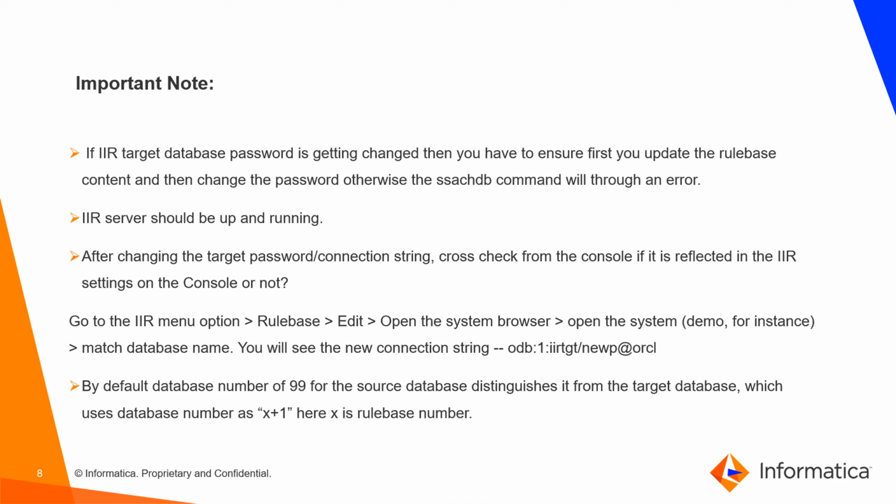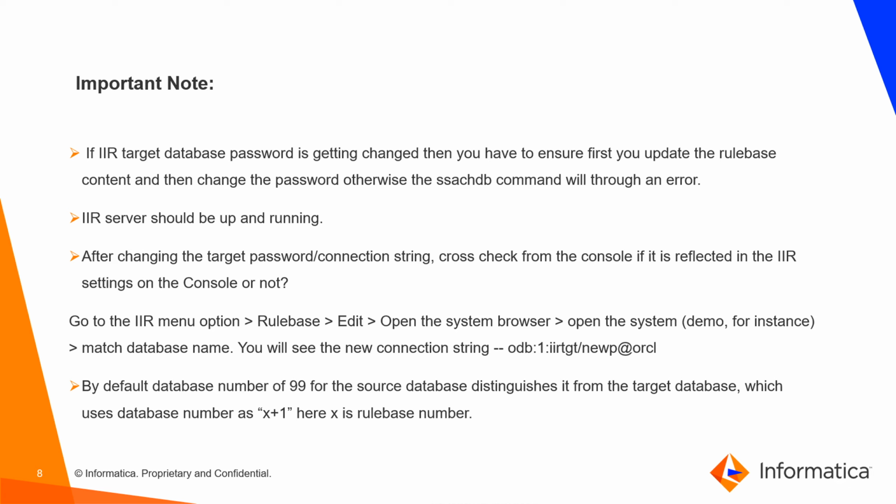The second point is the IR server should be up and running. And the third one is, if you're changing the source or target password or connection string, you can cross-check it from the console. In the console, you can go to the rule base, edit, open the system browser, open the particular system for which you are running the SSCHDB utility, and open match database name. This will be the option there, and you can see the connection string with the new password, or the complete new connection string if you are updating the connection string itself.